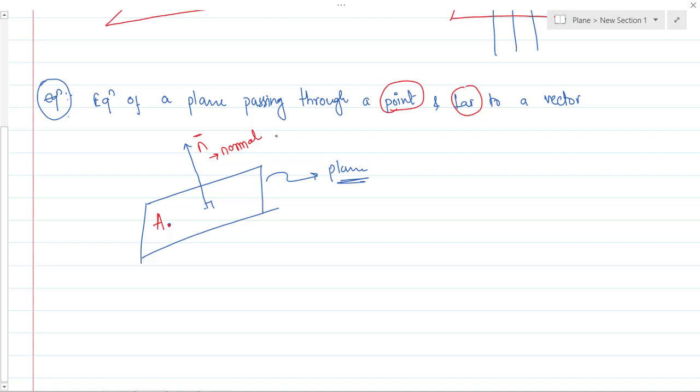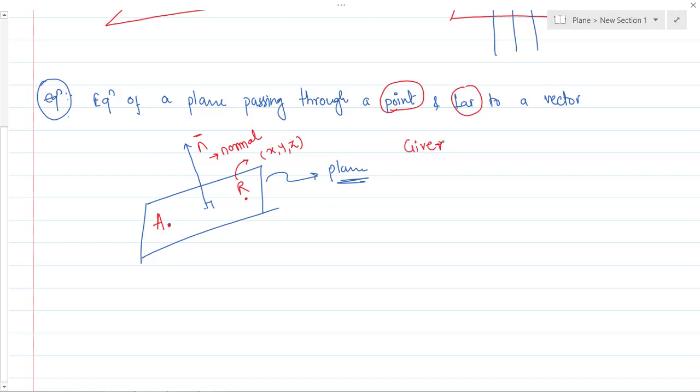Now let's take any random point r on this plane, whose coordinates are x comma y comma z. We don't require this x y z right now, but I am writing this because we require this concept in the next equation. So what I am assuming here is what is given here. Given is what?